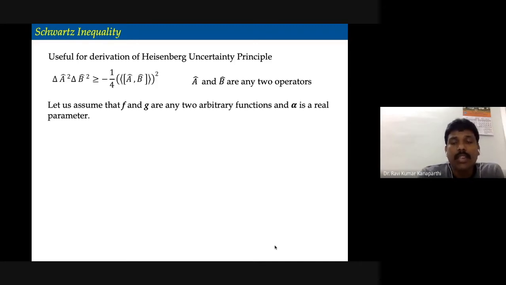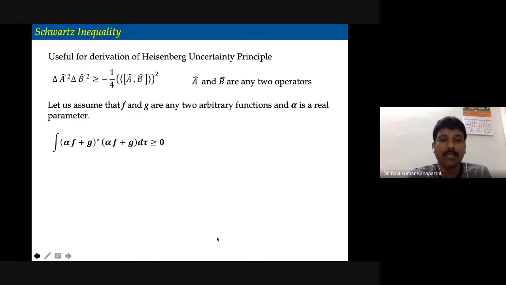And for that, let us assume that f and g are two arbitrary functions, and alpha is a real parameter. So let us consider two operators, A and B, and also assume that the two arbitrary functions f and g, and alpha is a real parameter.